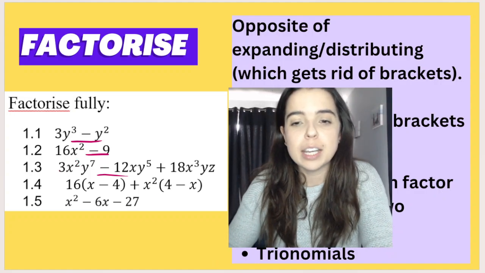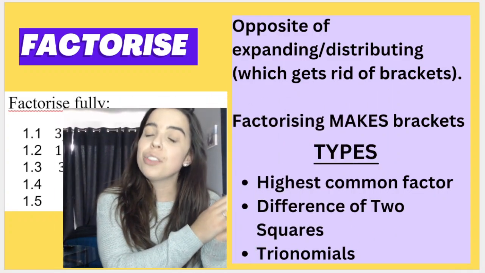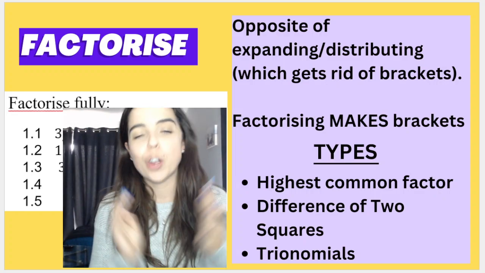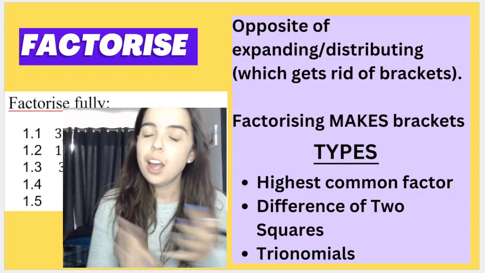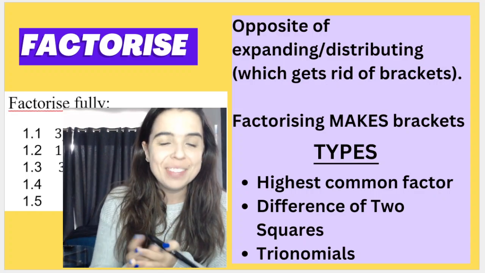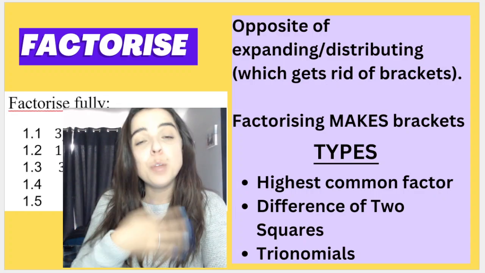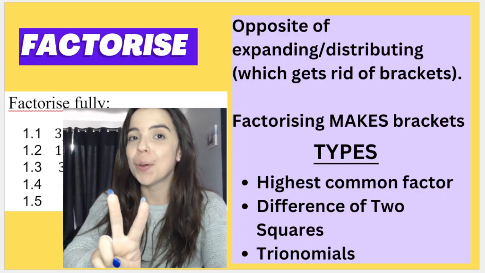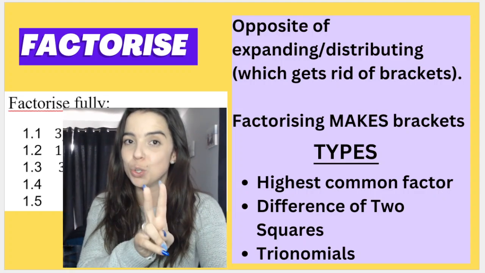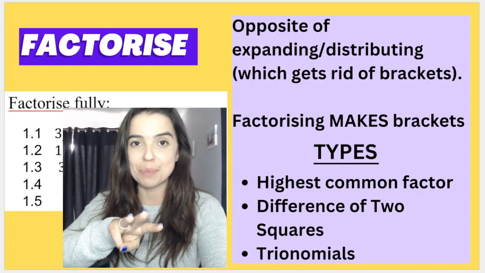So factorizing makes brackets. And over here in grade 9, these are the types of factorizing that you need to know. Highest common factor, that is the one that you're going to try first, always. Highest common factor can include a common bracket as well, which we will get to. Then difference of two squares, which I abbreviate to dots. And we use dots when we see two terms and you've already attempted highest common factor and it doesn't work, then you do dots for two terms and a minus in between. Then trinomials are for three terms.